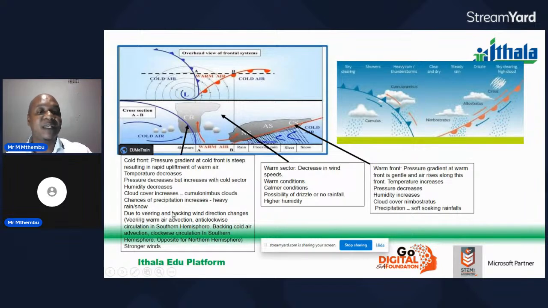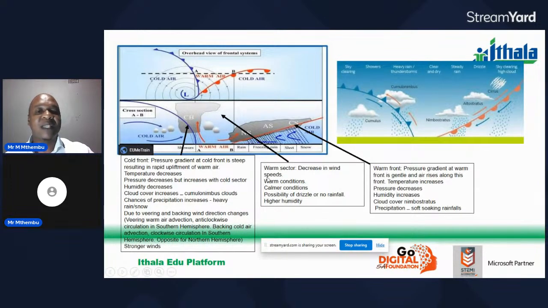Due to veering and backing, the wind direction changes. So we call this the veering of warm air advection, anti-clockwise circulation in the southern hemisphere, and backing of cold air advection, as well as clockwise circulation in the southern hemisphere. Okay, it's the opposite in the northern hemisphere.